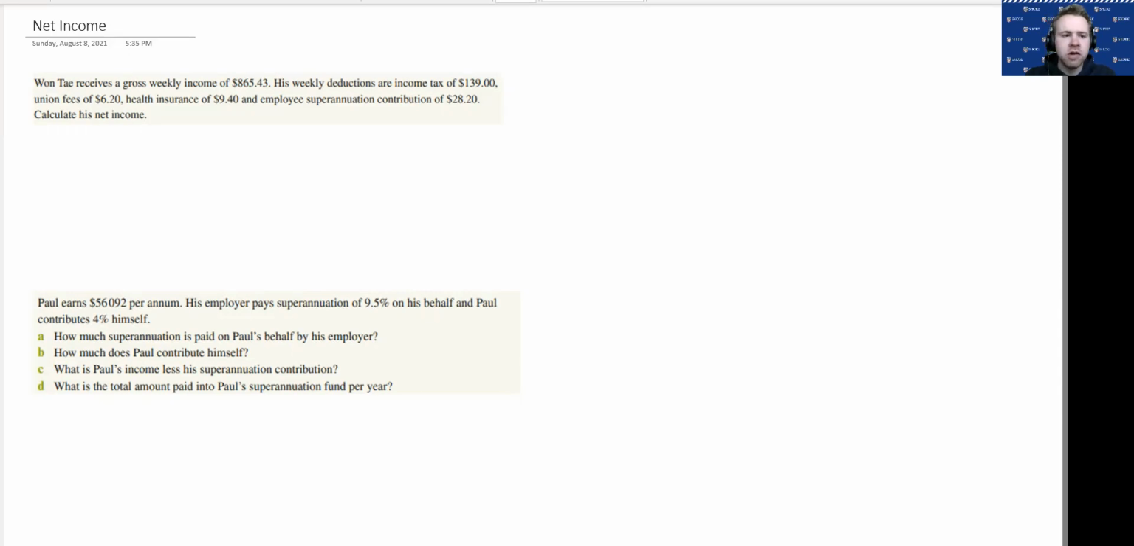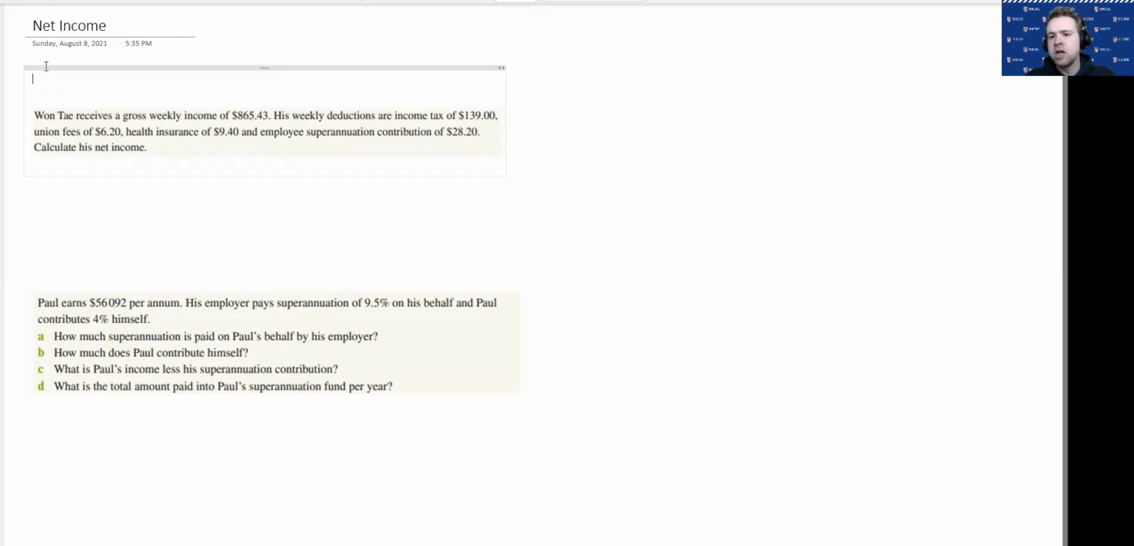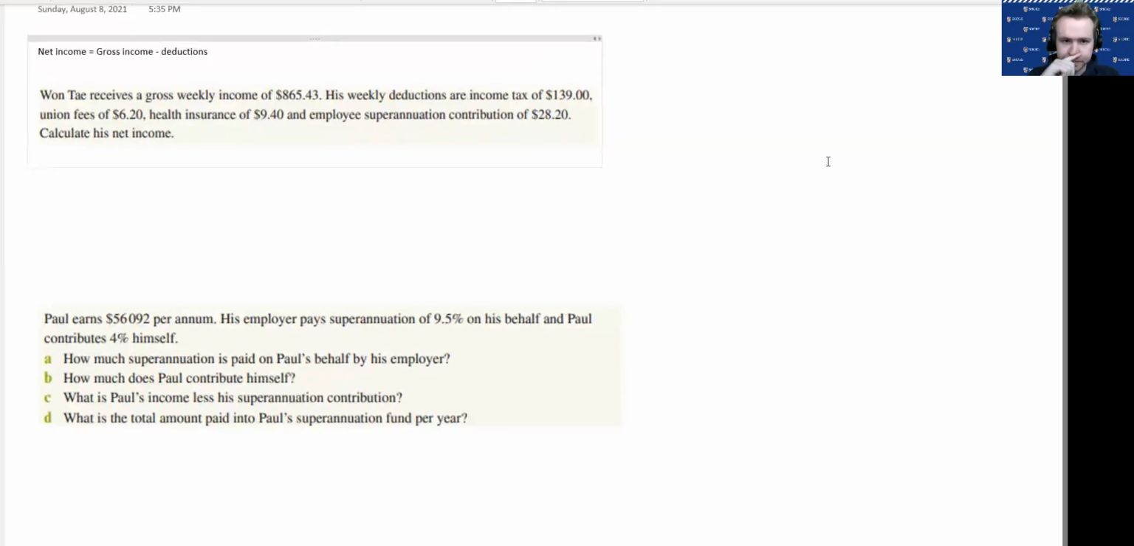So the first thing we need to recognize is gross income is basically how much money you earn, and your net income is your gross minus your deductions. Okay, so net income equals your gross income minus deductions. That's kind of all there is to it. Gross is kind of like all of the stuff, and then net is what you actually get at the end of the day. So let's have a look at some of these examples here.